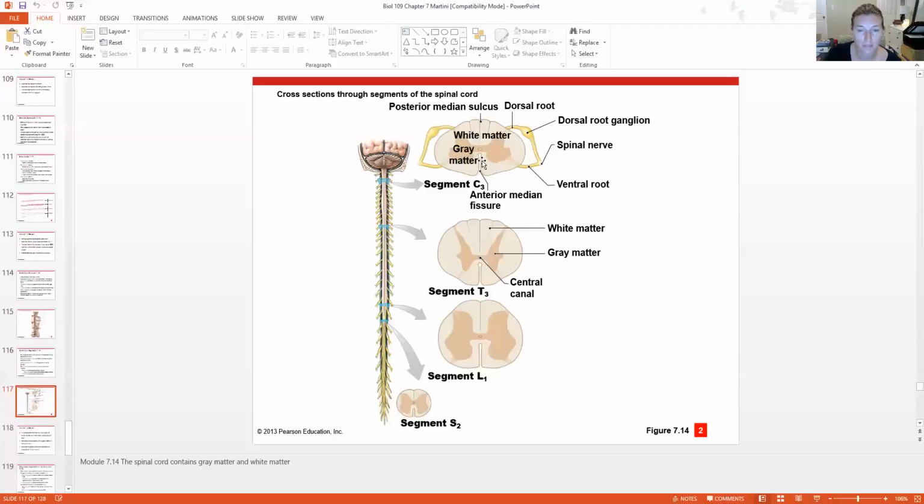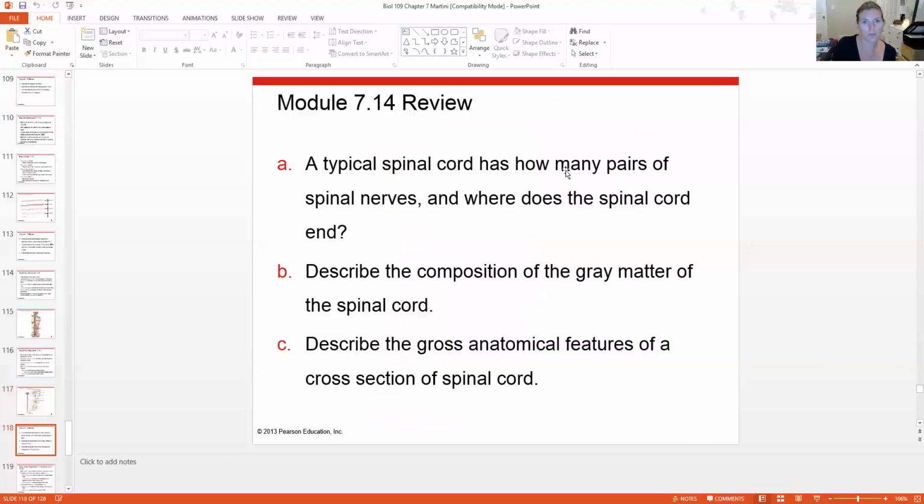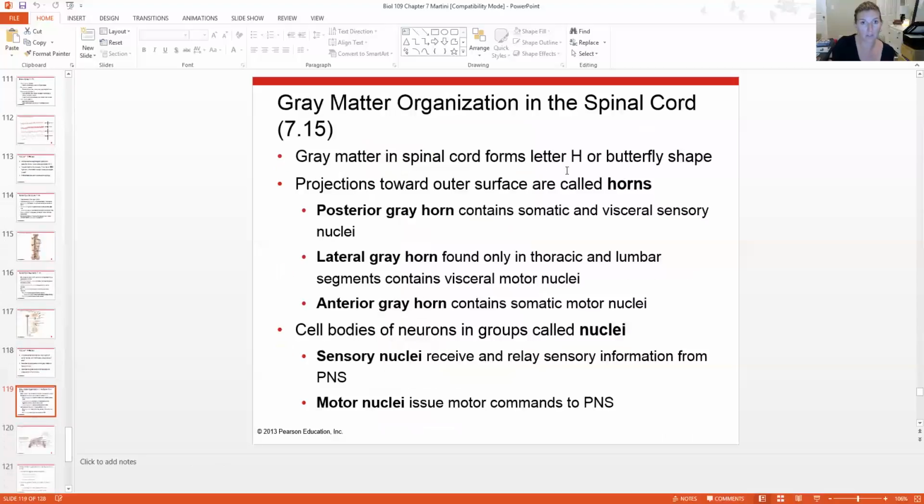The white matter, this is the anterior median fissure, posterior median sulcus. The gray matter is on the inside. On the back is the dorsal root, which is all of our sensory information. Ventral root is on the front side, and then the spinal nerve is the fusion of the two. So you can pause the video, go back and review.